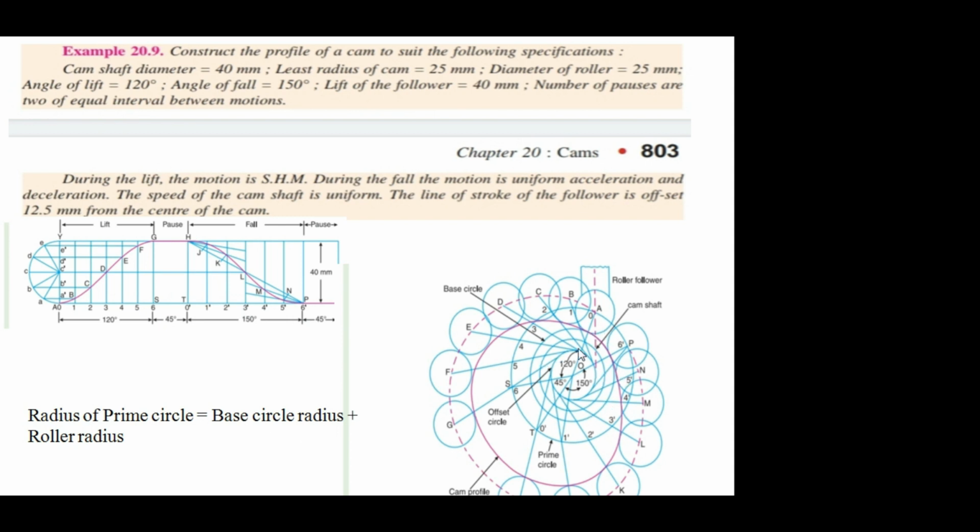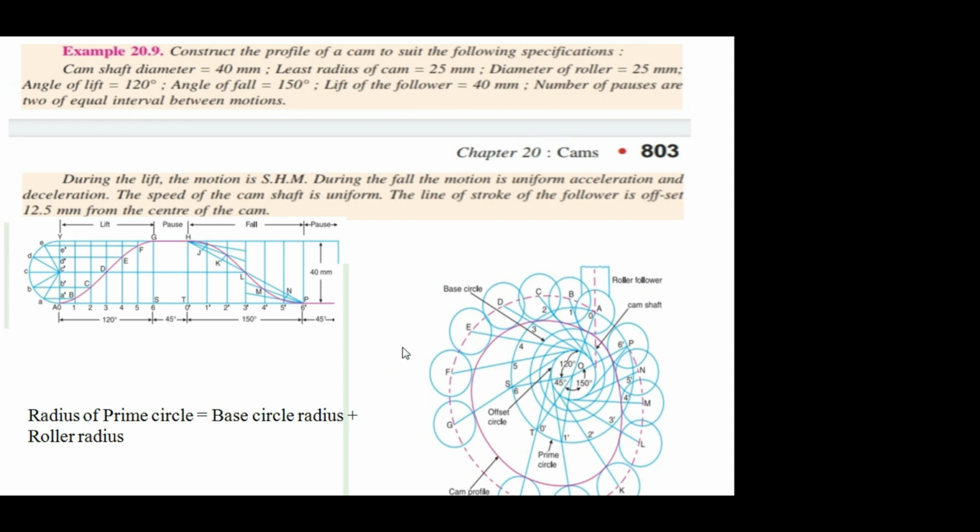Now here you can see that the axis of roller follower is offset to the cam axis by the distance 12.5 mm. So line of stroke of the follower is offset by 12.5 mm from the center of the cam. So assume the cam is rotating in clockwise direction. Now the direction of rotation of cam is not given here. We have to assume that it is rotating in clockwise direction.